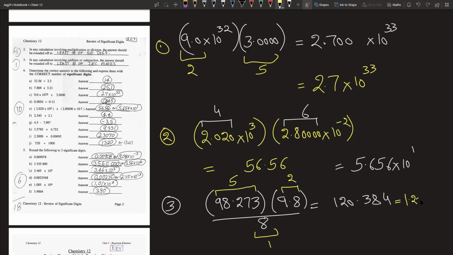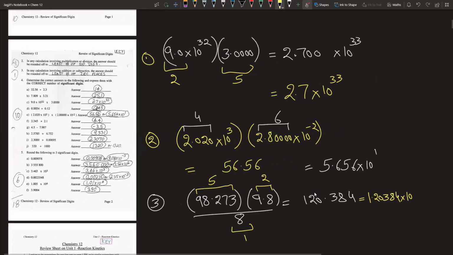So it will be 1.20384 times 10 to the power. Okay. The decimal is here. We're going to move it to the left. 1, 2. I had to move it 2 places to get to after the first number. So it will be 10 to the power 2. Okay. My answer should only have 1 sig fig. So we're going to write 1.20384 as only 1 times 10 to the power 2.